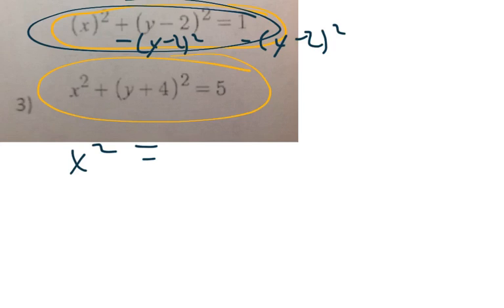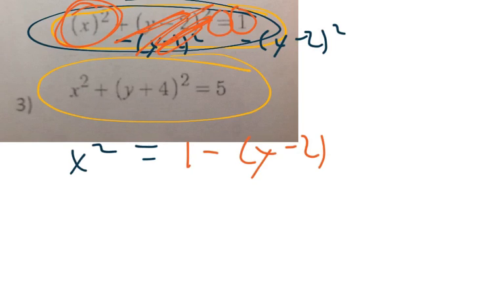So I know the x squared, follow the red, x squared. If I minus the y minus 2 squared, it's gone there. So it's going to equal 1 minus the y minus 2 squared. Okay? Now if I go too fast, guys, I apologize. You may have to pause the video.